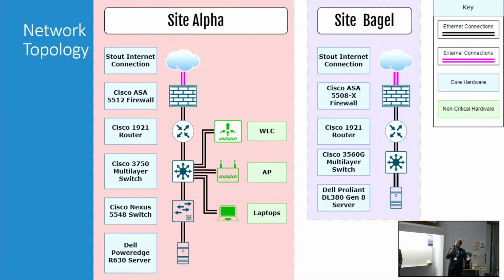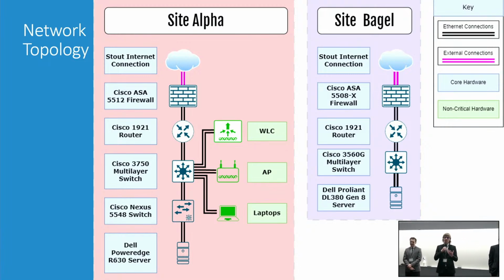Now, Luke, how are we using all of this equipment? Sure thing. So we have this all laid out into 2 separate sites. Site Alpha, we have a direct connection to the Stout internet on our firewall. Then it goes to a router, then a multi-layer switch, then another switch, a Dell server that is hosting our Auvik collector to gather information on that network.